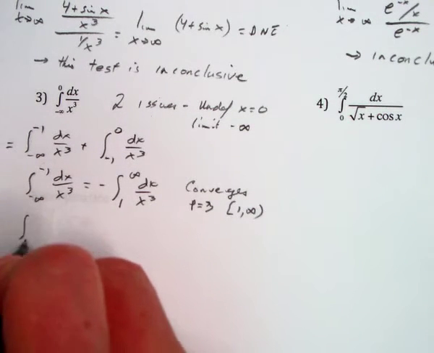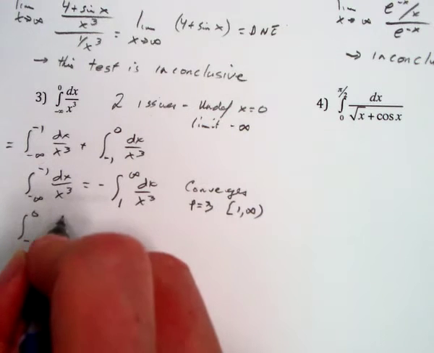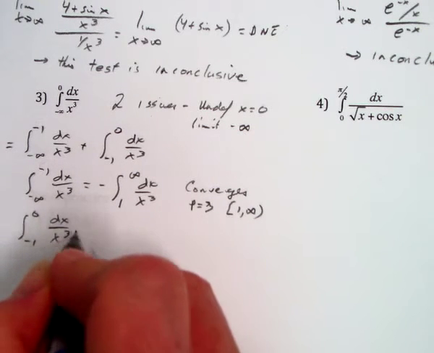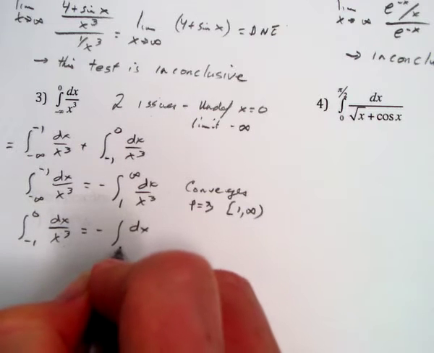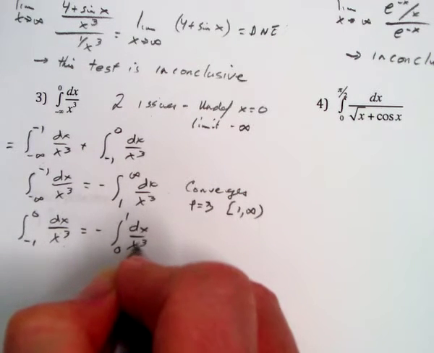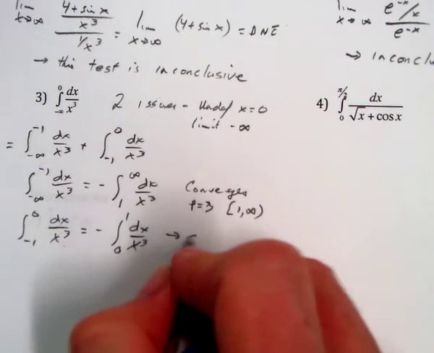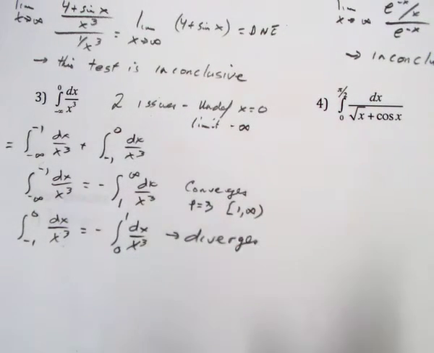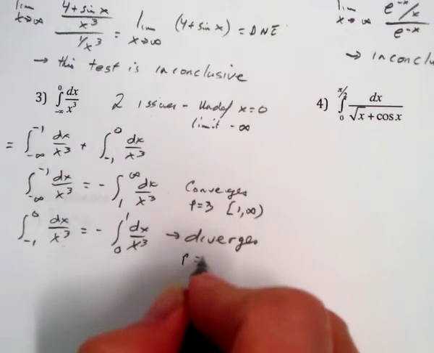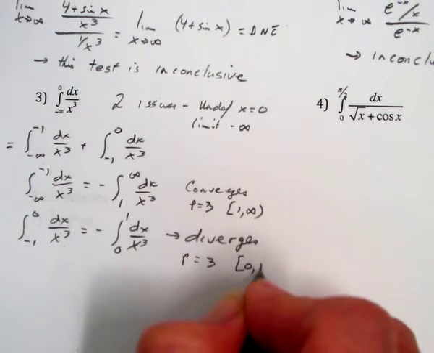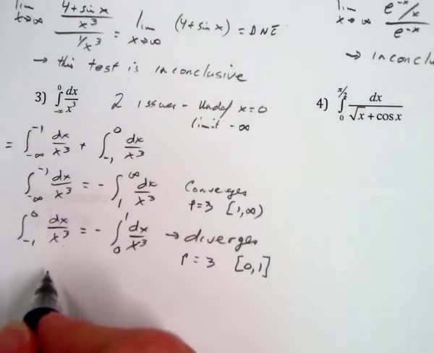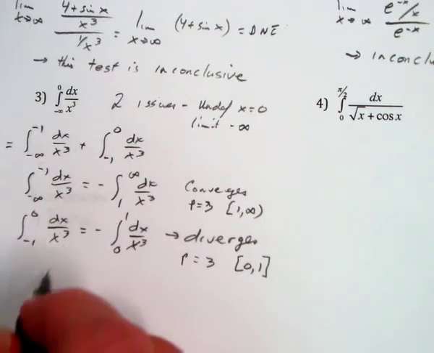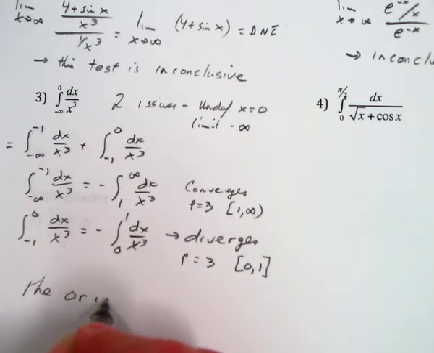Let's look at the next one. We have negative 1 to 0 of dx over x cubed equals negative the integral from 0 to 1 of dx over x cubed. Now this one diverges because p equals 3 on the interval from 0 to 1. So if this one diverges, the whole thing diverges. The original one diverges, and we're done.